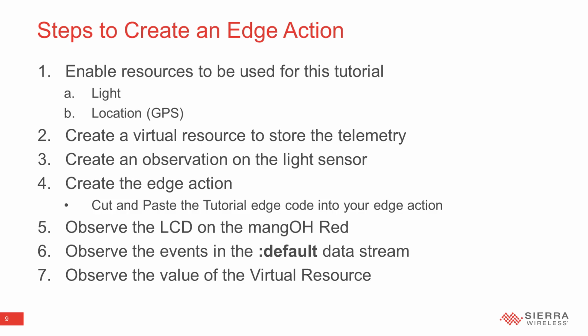This outline shows the 7 easy steps to complete the edge action tutorial that you'll see in the following videos. Enable the resources to be used in this tutorial. Create a virtual resource to store the telemetry. Create an observation on the light sensor. Create the edge action. And then observe the LCD. Observe the events in the default data stream. And observe the value of the virtual resource.